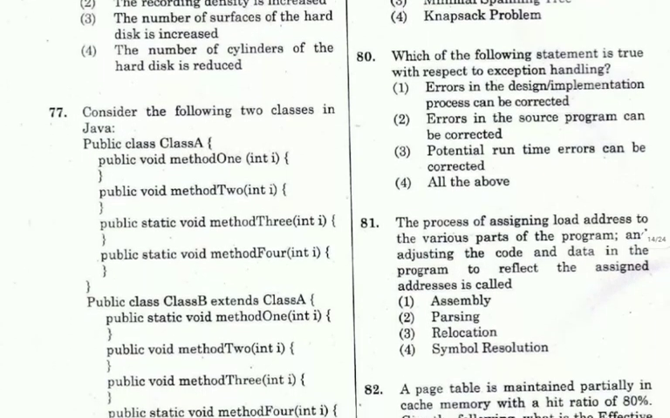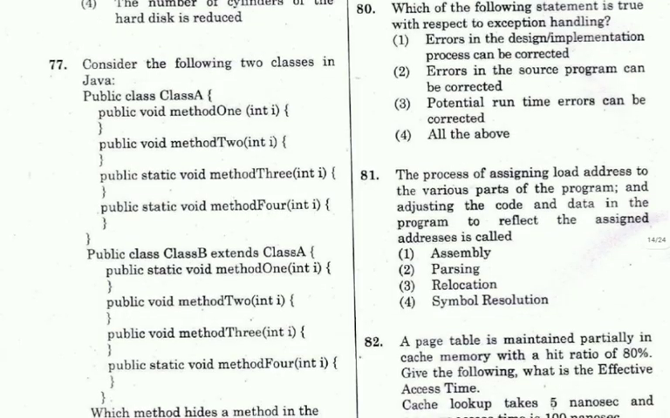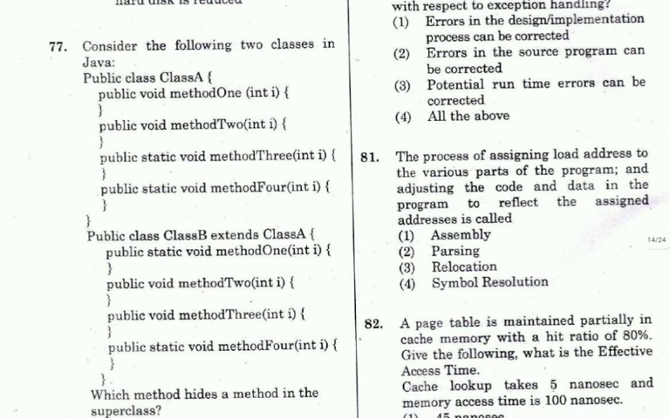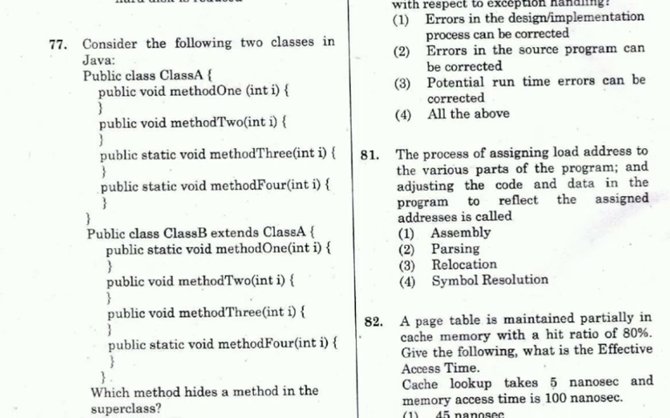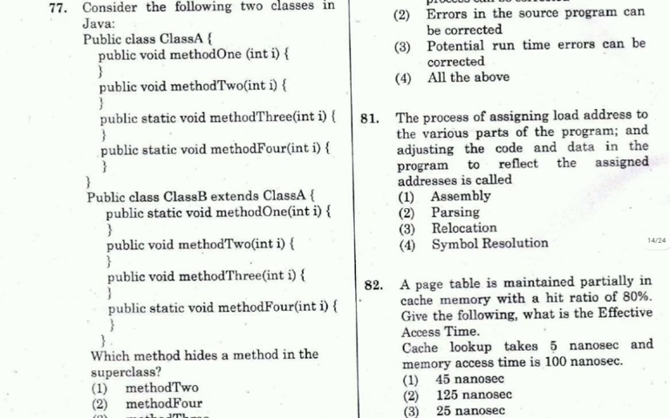Consider the following two classes in Java. Here two classes are given, public class A and public class B. Class B is a subclass of class A. Which method hides a method in the superclass? So we need to find out which method hides a method in the superclass.